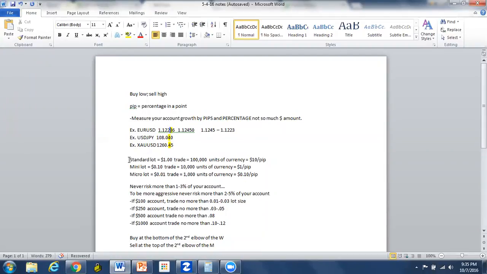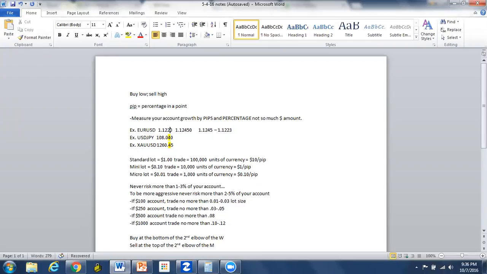Right here, if the market was at 1.12230, all right? And the market went up to, let's just say, 1.12240. If you place the buy on a standard lot, that means you gain 1 pip times $10 per pip, you made $10. You're winning $10, okay?